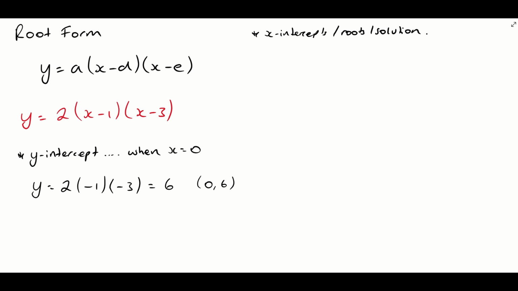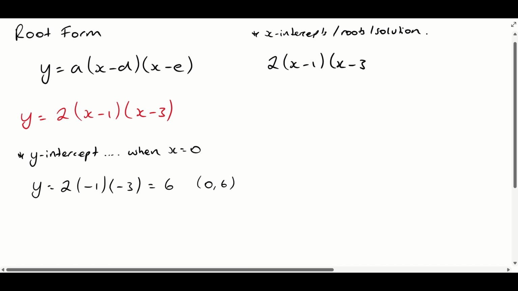So we take our equation, 2 times x minus 1 times x minus 3, and we need that to be equal to 0. Well, it's already factorized for us. So here, x can be 1, or from this bracket, x can be 3. So we get the root 1, 0, and we get the root 3, 0.